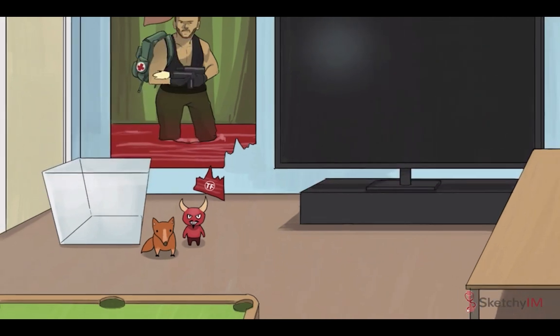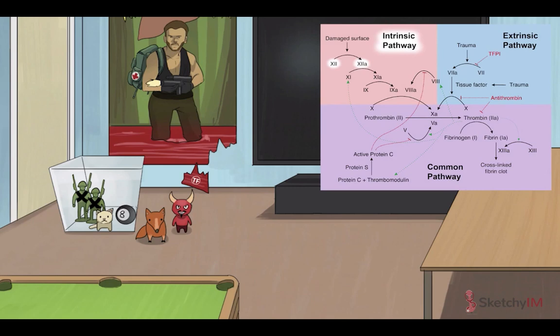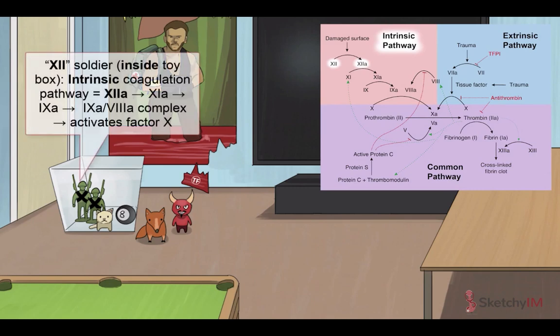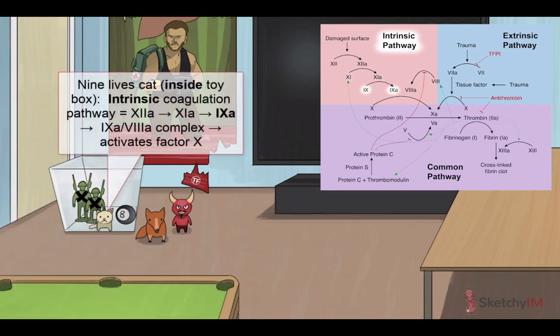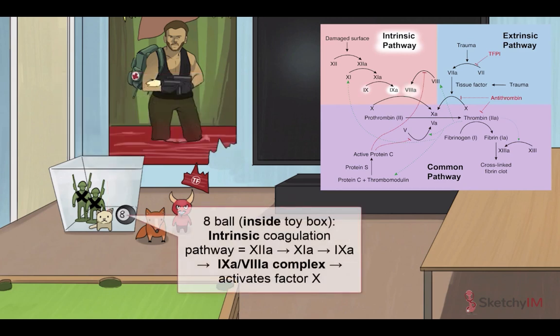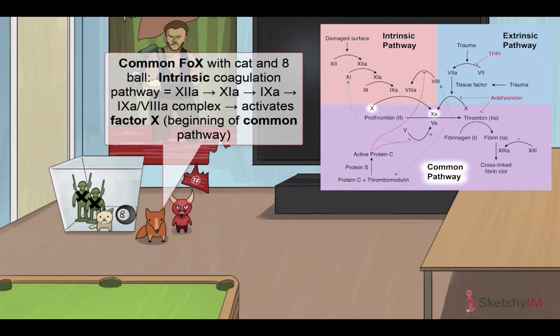So much nostalgia. Let's check out the goodies inside the toy box, representing the intrinsic pathway, which includes factors 12, 11, 9, and 8. It starts with the activation of factor 12, represented by this little army figure with the Roman numeral 10 and 2 guns. This activates factor 11, represented by the 10 army figure with 1 gun. This is followed by activation of factor 9, represented by the 9 lives cat, which complexes with factor 8, the 8 ball, to activate factor 10, thus activating the common pathway.